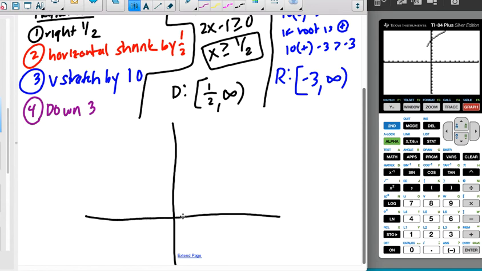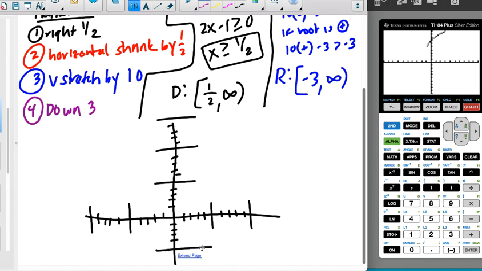Okay, so 1, 2, 3, 4, 5, 1, 2, 3, 4, 5, 2, 3, 4, 5, 1, 2, 3, 4, 5. All right. Cool. All right, so an original square root graph is (0, 0), (1, 1), and (4, 2). We're just going to use those 3 points, right?